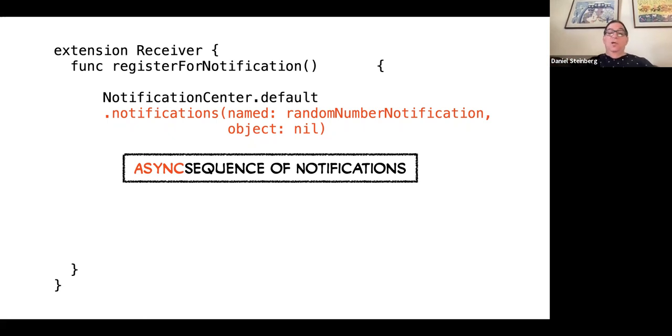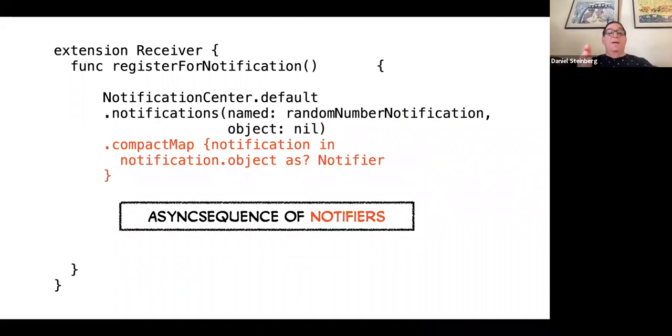And Apple's done another wonderful thing, which is you've worked with sequences. And so you know higher order functions like filter and map and compact map. Well, they work with async sequence too. There's async sequence variants for those. And so I can go ahead and take this async sequence of notifications and use compact map to take my notification, to check that there's an object inside. Object is an optional, so it may not exist. If it does exist, I'm going to check that it's the right type.